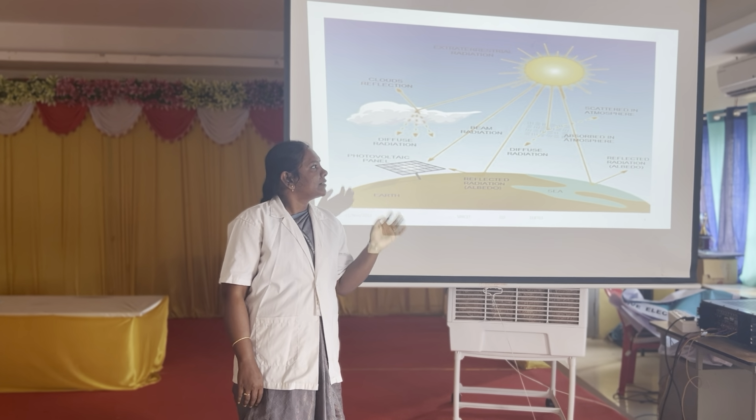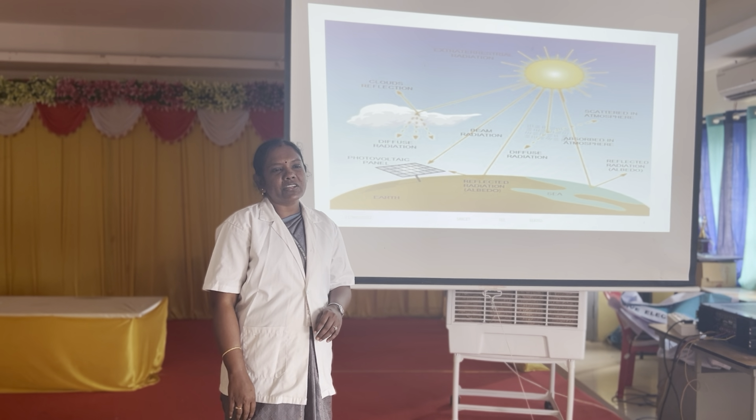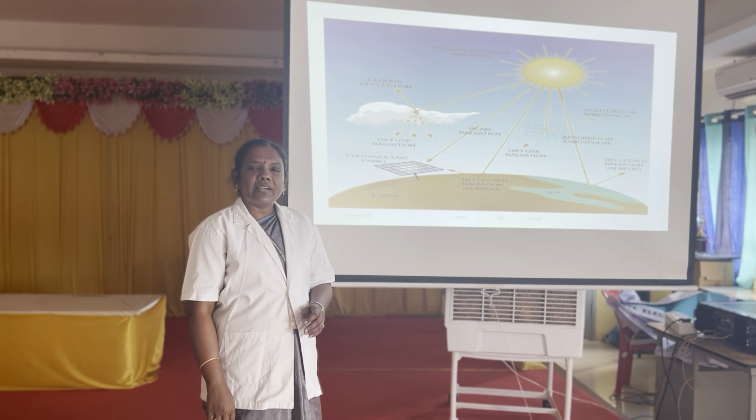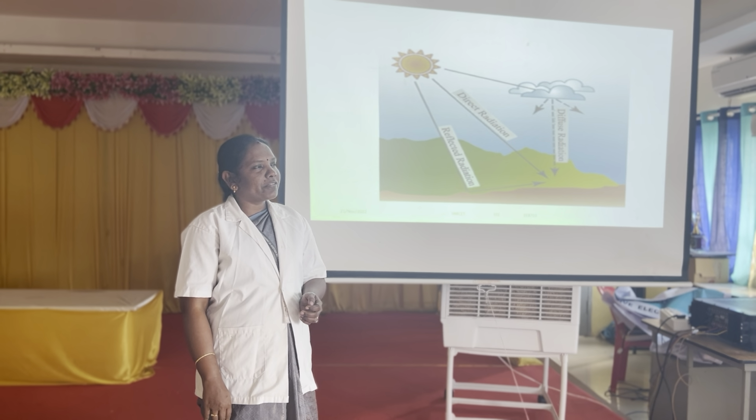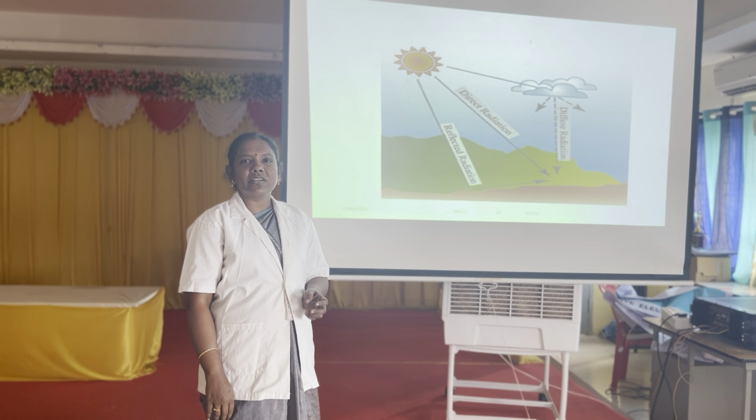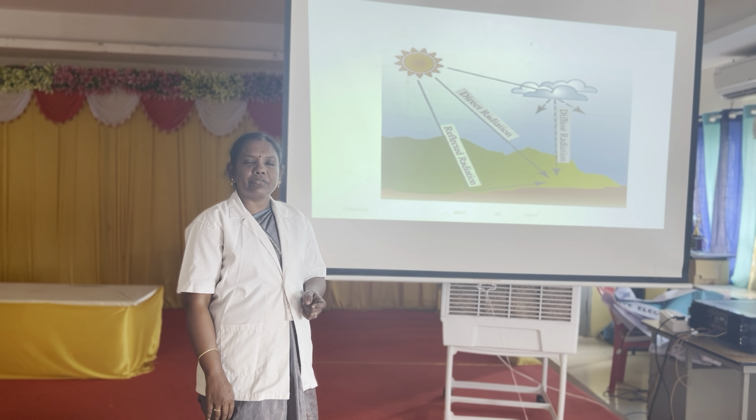This is a schematic diagram of solar radiation. Types of solar radiations are terrestrial and extraterrestrial radiations. Under this type, we are having diffused radiation, direct radiation and reflected radiation.